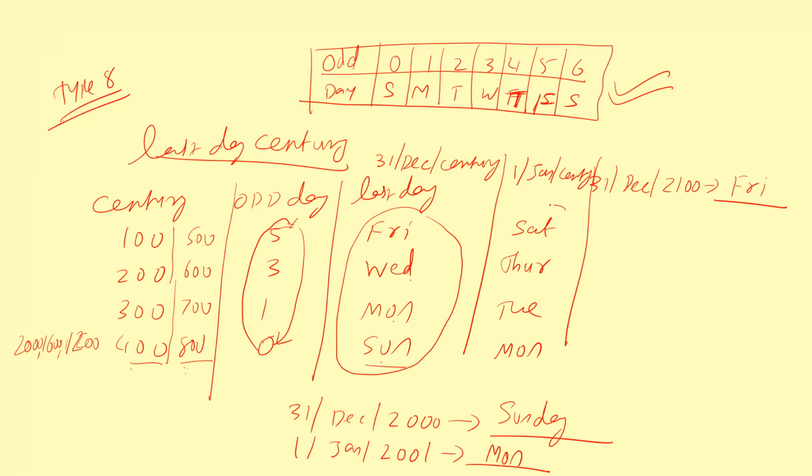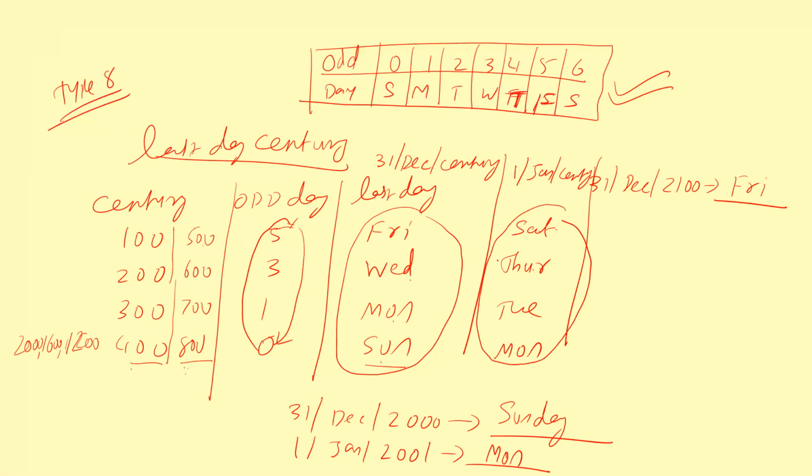And the first day of the century always starts with Saturday, Thursday, Tuesday, Monday. It does not start with Friday, Wednesday, Sunday. Okay, a century does not start with Friday, Wednesday, Sunday.